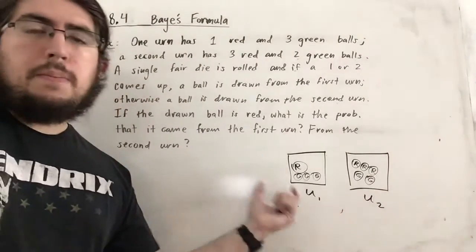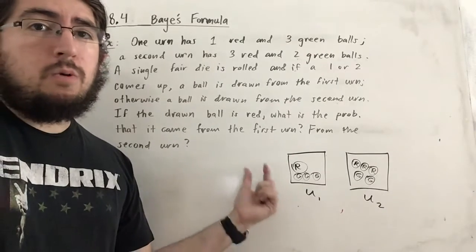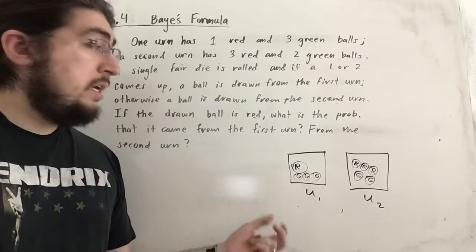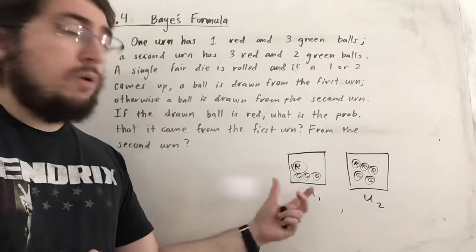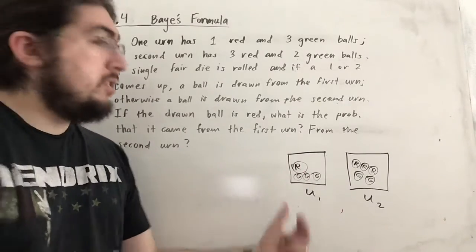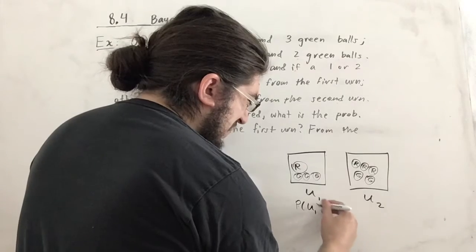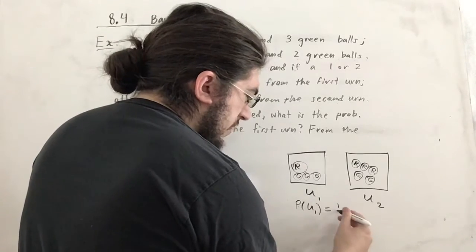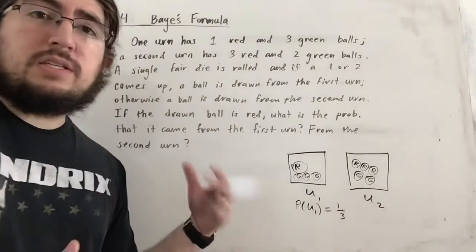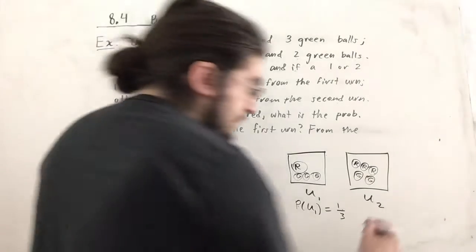Now, the probability of rolling 1 or 2 is 2 out of 6, so that's 1/3. So we have a 1/3 chance of drawing from the first urn. So the probability of drawing from the first urn is 1/3. I haven't even read the rest of the question, I'm just speculating.